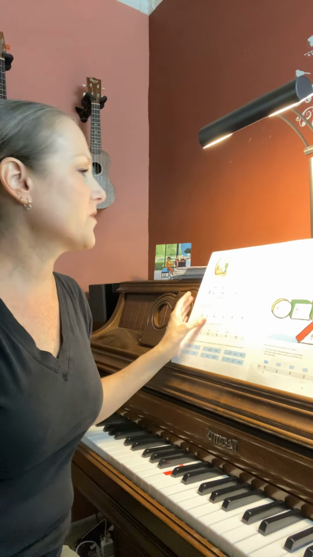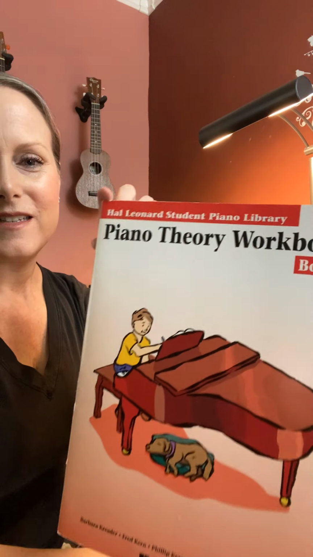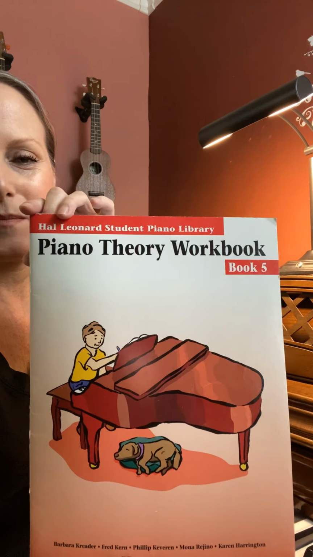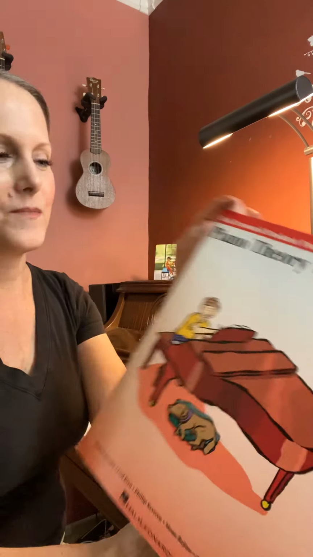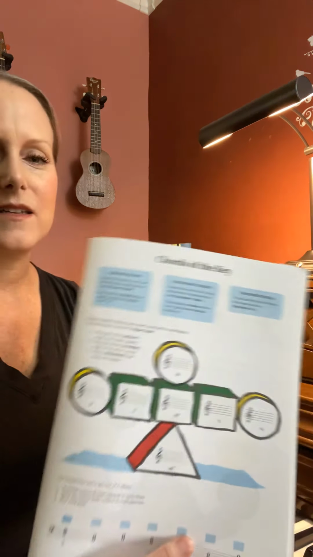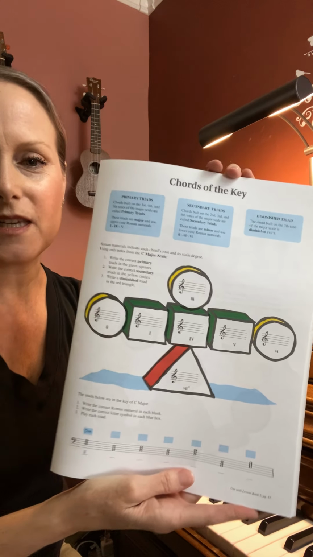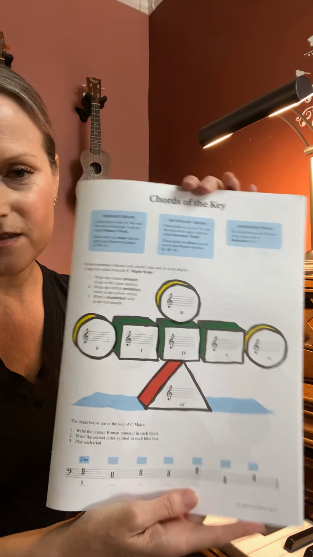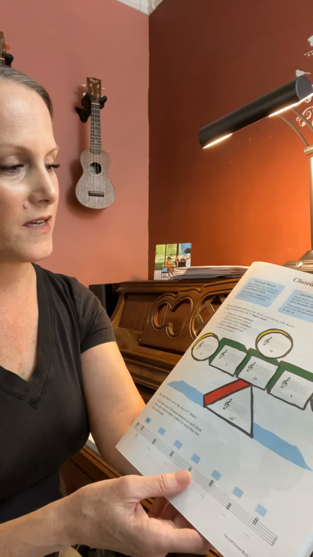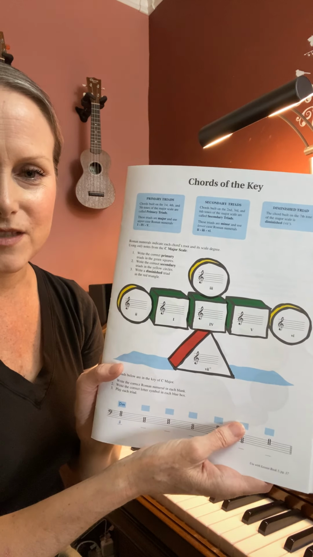I'm going to talk about the different chords of the key. This is from the Piano Theory Workbook, Book 5 from the Leonard series. With this lesson, they're talking about the chords of the key. In this work page, it's in the key of C, so we're going to relate everything to the key of C.